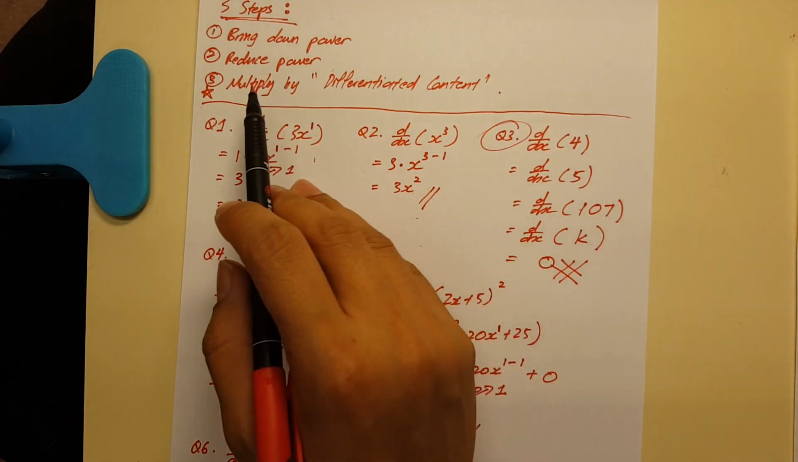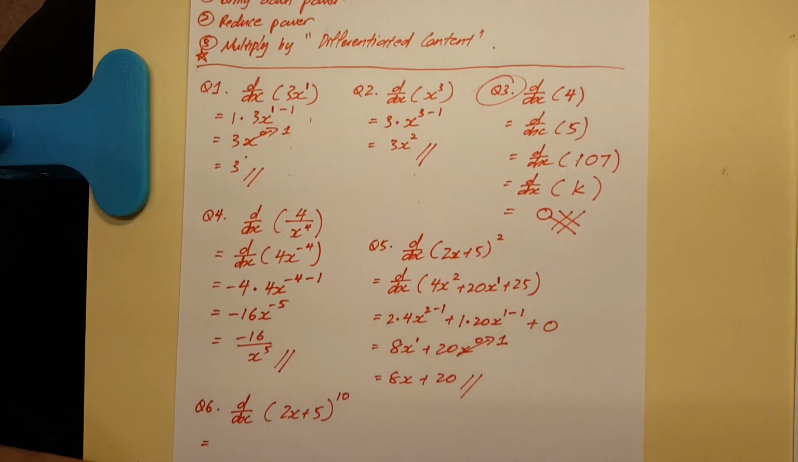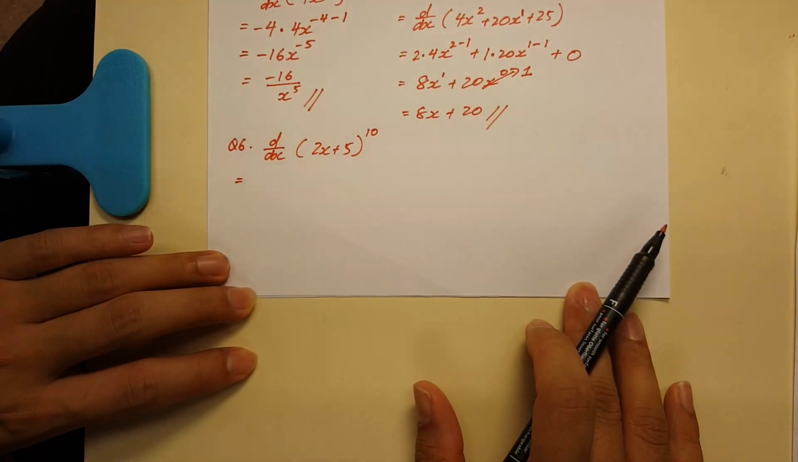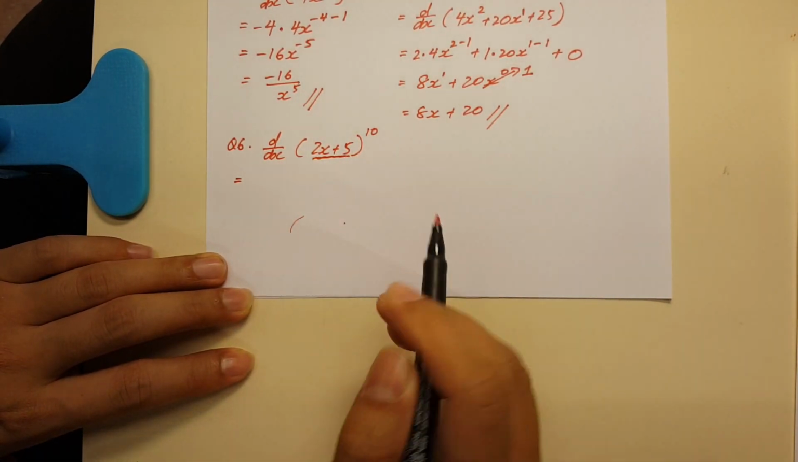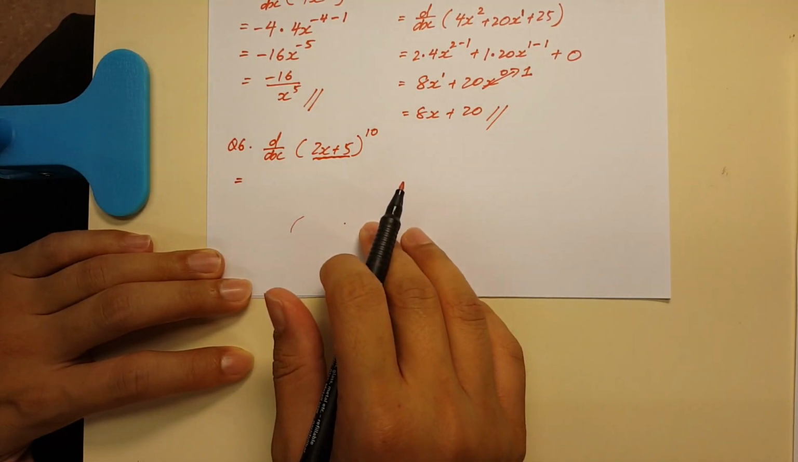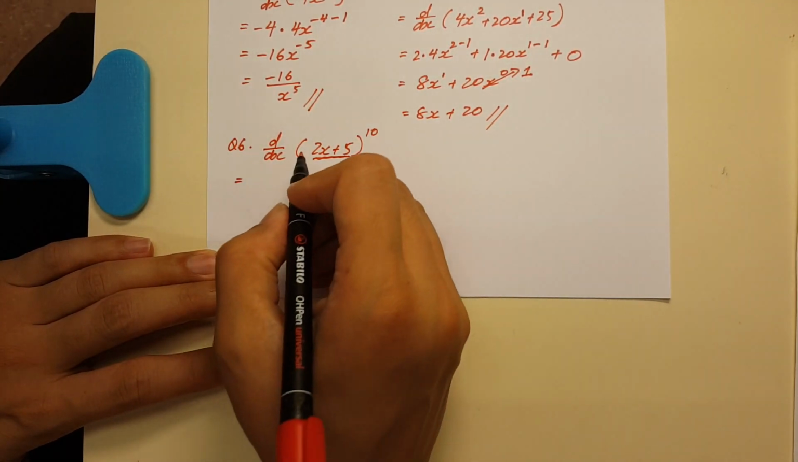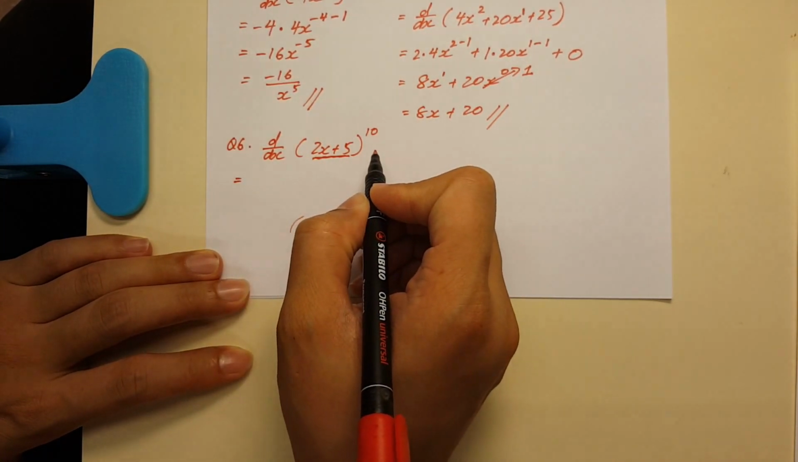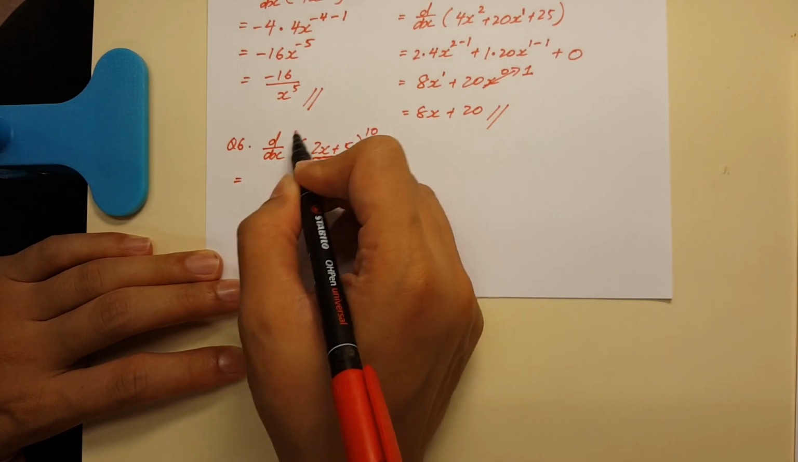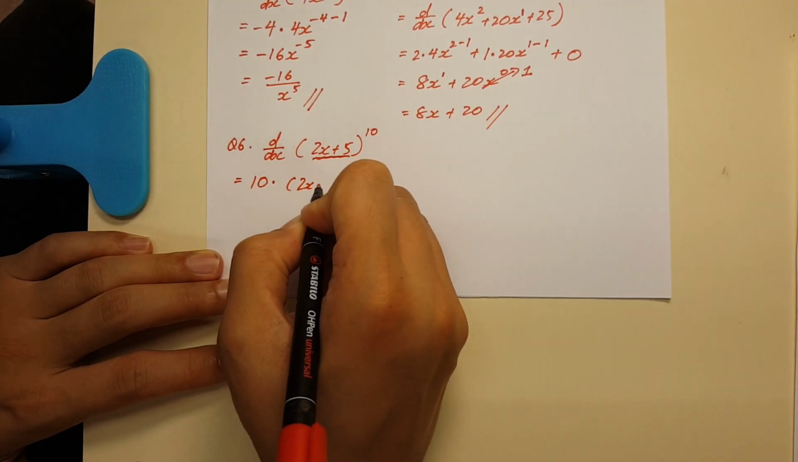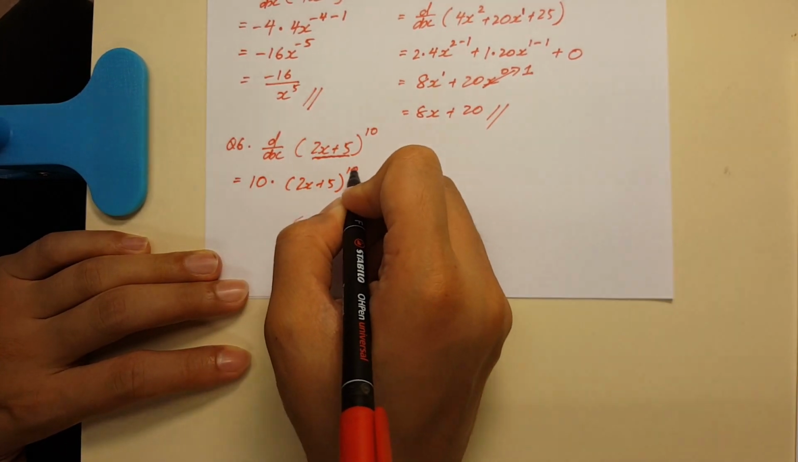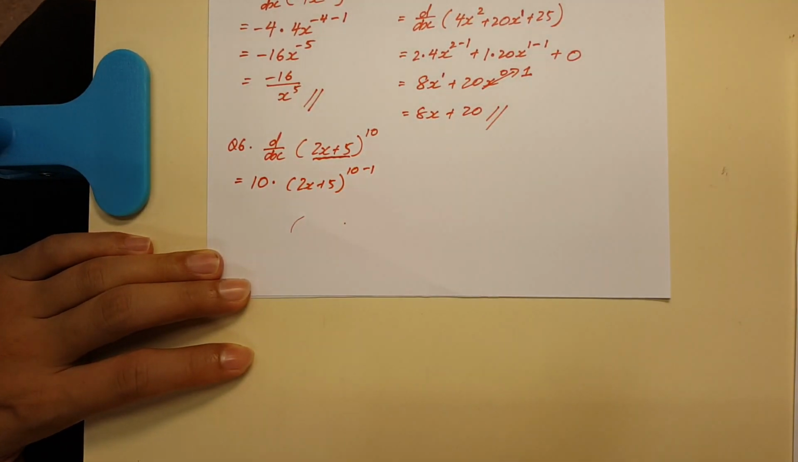Now what do I mean by the differentiated content? The differentiated content would come from the content here. So I'm just going to apply the first two steps first for you guys to see. Power of 10, right? So I'm just going to bring down the 10, bring down the power, which is the first step. I'm going to reduce the power by 1. So far, so good, right?